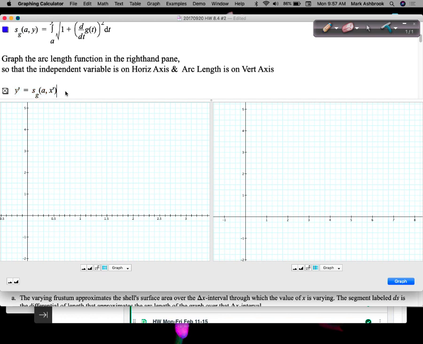Okay, so what do you think that will look like when I turn that on? What is this going to do? For y values over on this graph, it's going to put those y values here, and then give me corresponding values of arc length here. So can you predict what that will look like? Yeah, a quick question.